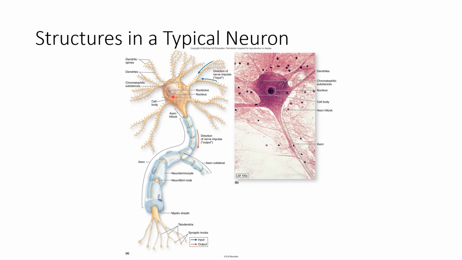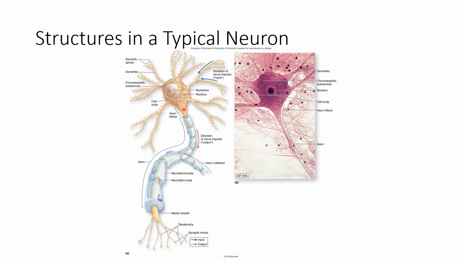Now those messages that are being sent from the dendrites to the cell body, those are basically electrical messages, or we refer to them as nerve impulses. The nerve impulse that's being sent from the dendrite down to the cell body, we refer to it as a graded potential. The part right in between the cell body and the axon, this region right here, is known as the axon hillock.